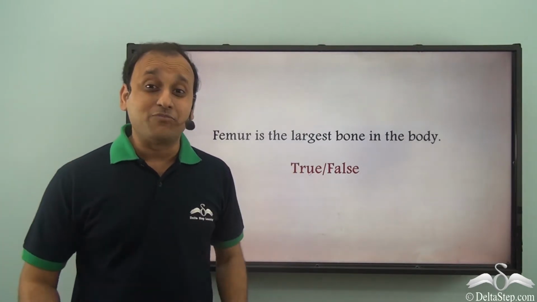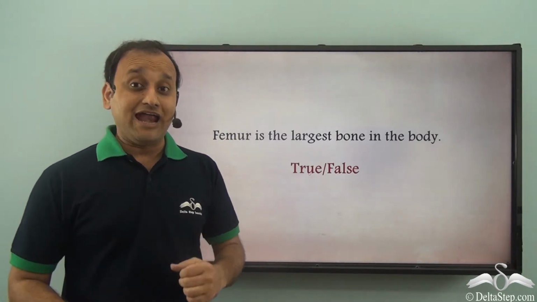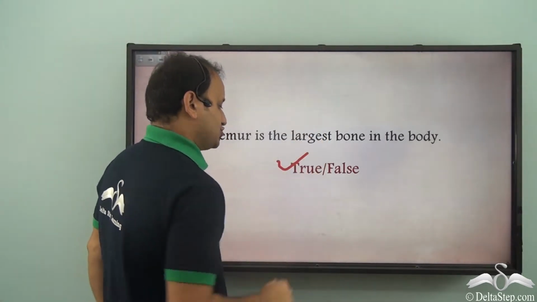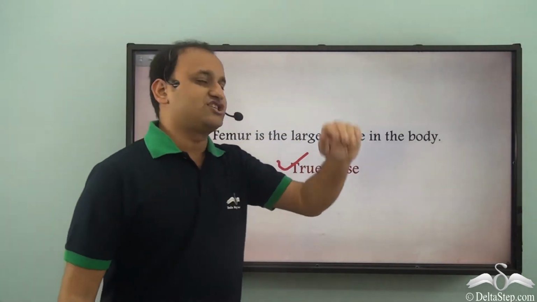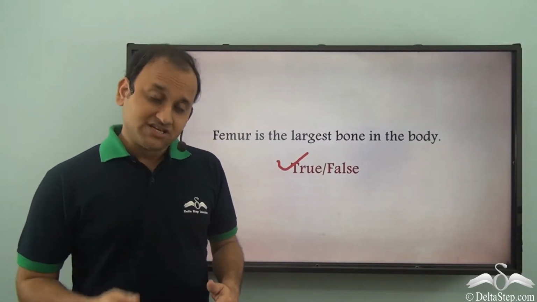In the entire body, if you compare, femur is the largest bone in the body and the strongest too. So this statement is definitely true. Femur is the largest bone in the body. Now, let's look at the next bone in the leg, which is tibia.